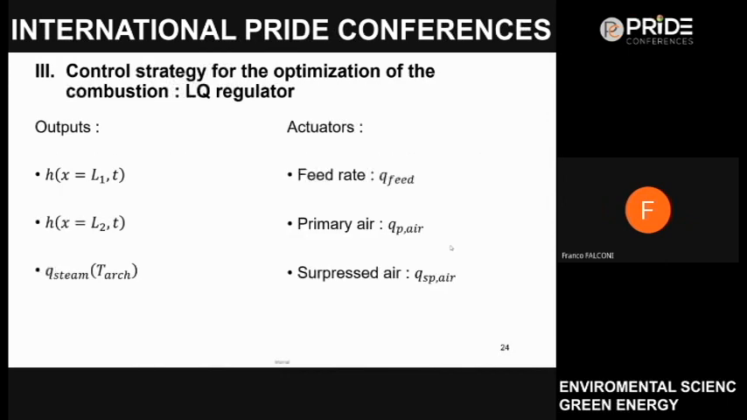For the outputs, our outputs are the variables we want to control. So we want to control both heights at the beginning and at the end of the combustion, and the steam flow rate. And to do so, we have the following actuators. We have the feed rate of waste, the primary air for the combustion, and the surplus air in order to keep a certain temperature of the combustion chamber.